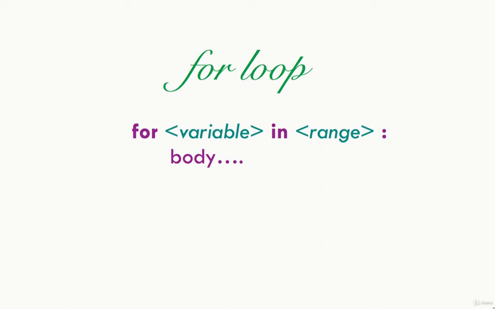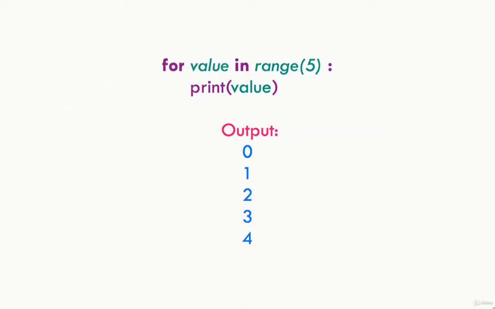The body of loop can be a single statement or it can be a bunch of statements. Let's look at an example. In this example, we want 5 numbers from 0 to 4 to be printed on the screen. So we specify a range of 5, which will give us a list of numbers from 0 to 4. And for every number in list, loop will execute its body.